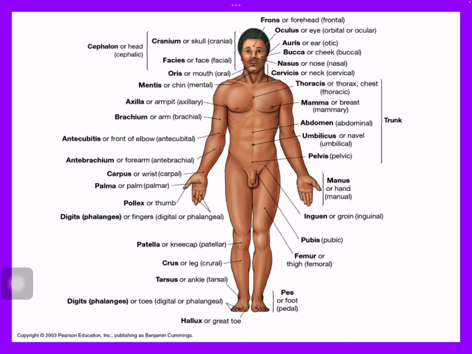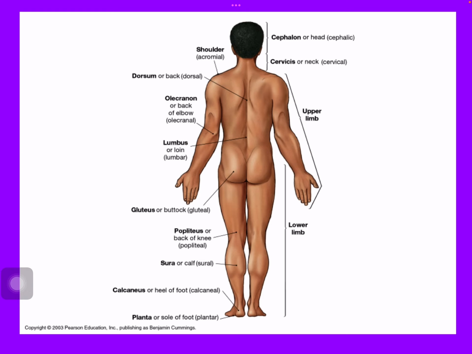Here you can see in the cranium part there is the skull, and in the anterior view you can see the face, the trunk, the abdomen, the upper limb, and lower limbs. These are all important. And here you can see the patella and also the foot. Everything is mentioned by name. And in the posterior view you can see the popliteus, calcaneus, gluteus. Gluteus maximus is the biggest muscle in our body, and the lumbar region and shoulder.